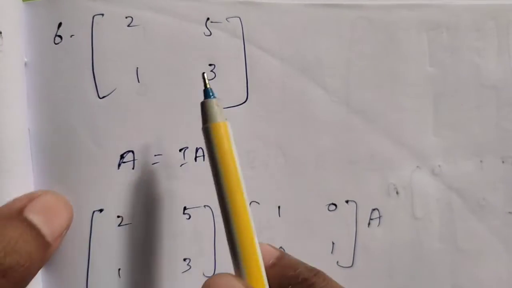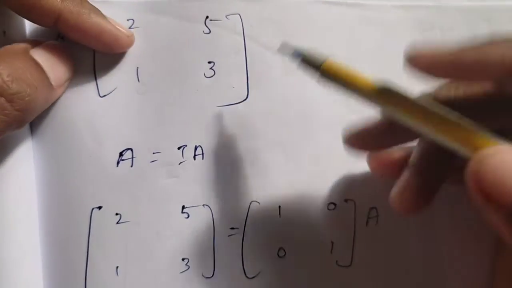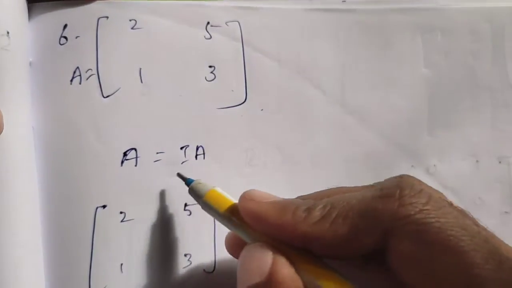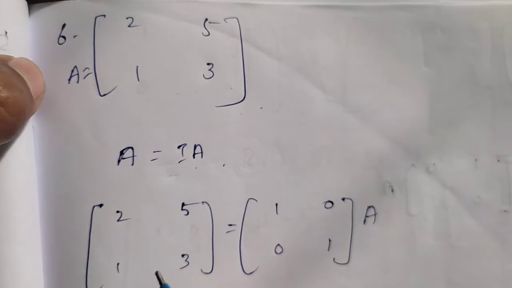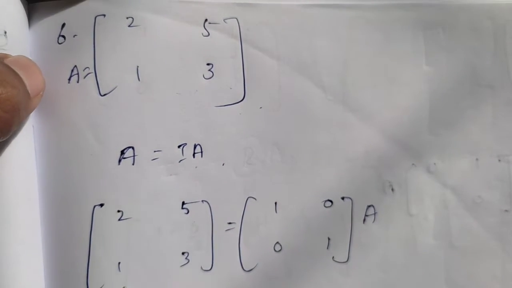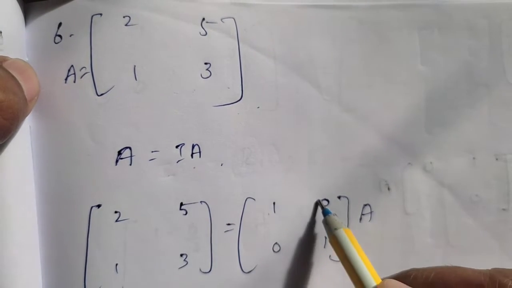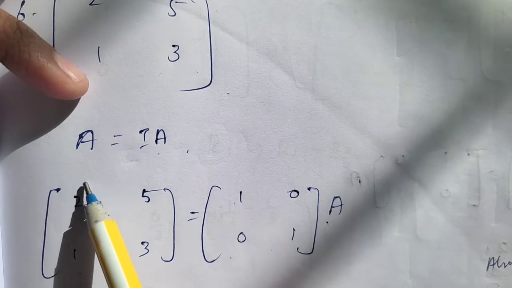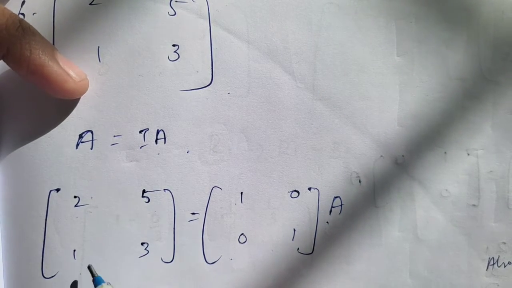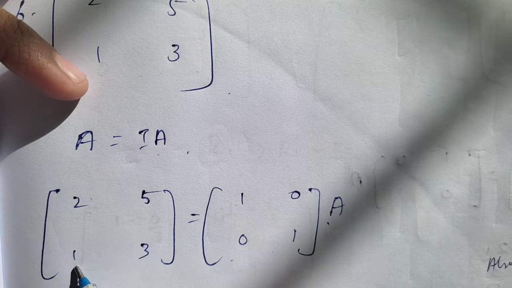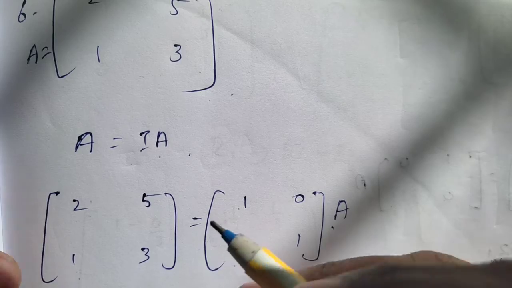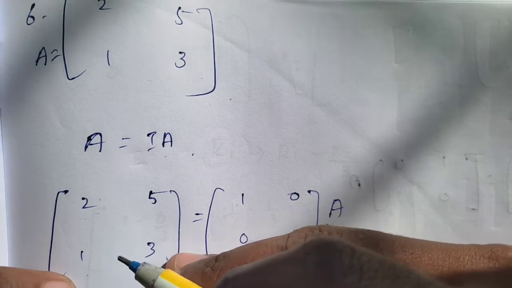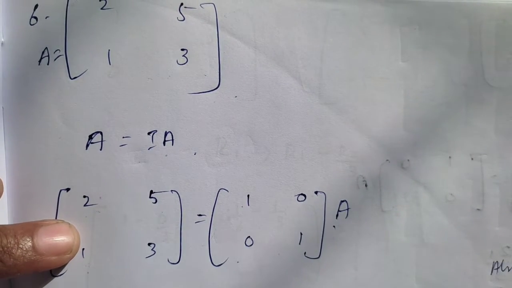The next problem, they have given a square matrix. We should find the inverse of this matrix. So let us write the given matrix A is equal to I into A. So our matrix is 2 5 1 3 is equal to the I matrix 1 0 0 1 into A. So the first step is you should make this element 1. Here in the second row we have the first element 1. So I can just interchange row 2 and row 1, so that the first step will be easily solved.